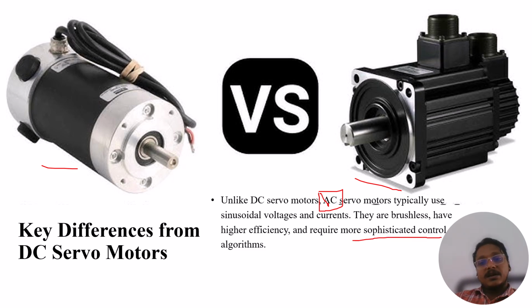As I already said, the control algorithms need to be very accurate and we need to decide them perfectly. Otherwise the accuracy will not come, and it will be nearly equal to the DC servo motor itself. That's why sophisticated control is very much needed for the AC servo motor. But for the DC servo motor, that much control is not needed. Whenever we are working with AC, the control algorithms are a little more complex, with a little more sophistication.